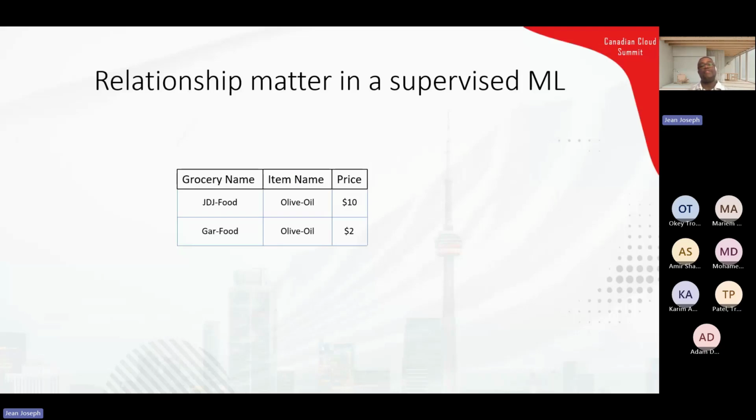And also they have the same ingredient. So with that said, I will go with the $2 to save money. Is that easy? What if I add one more column, which is location? In order for me to drive to JDJ food grocery, it will take me 5 minutes, and to drive to get food grocery, it will take me 1 hour. So now the decision changes.